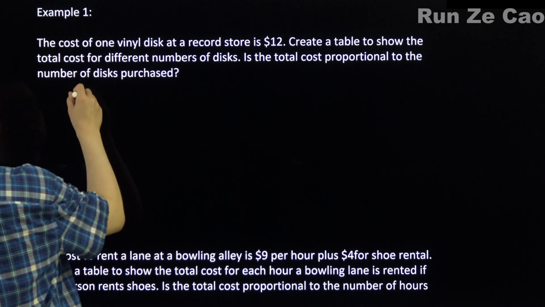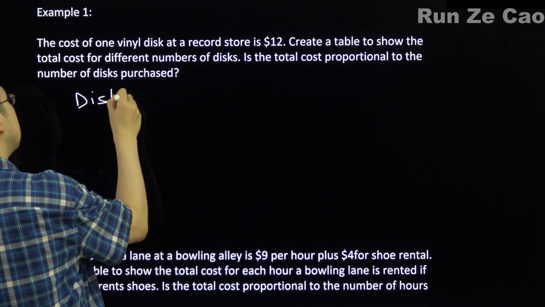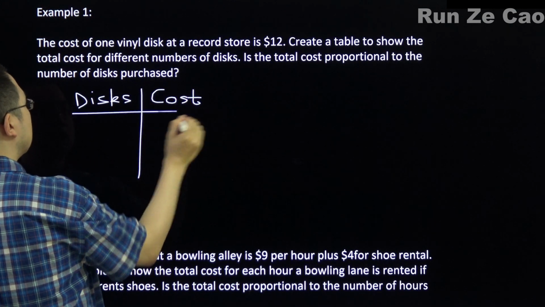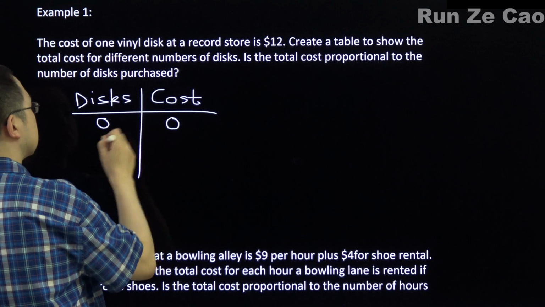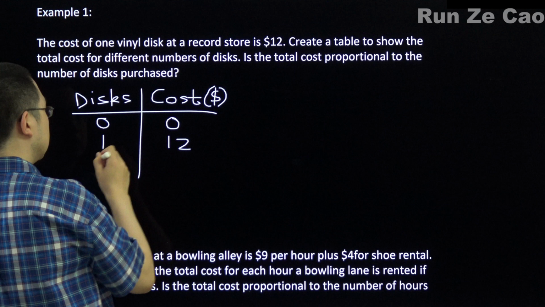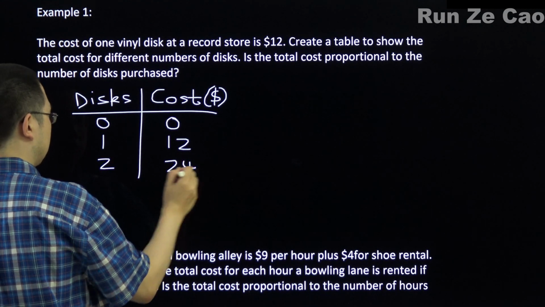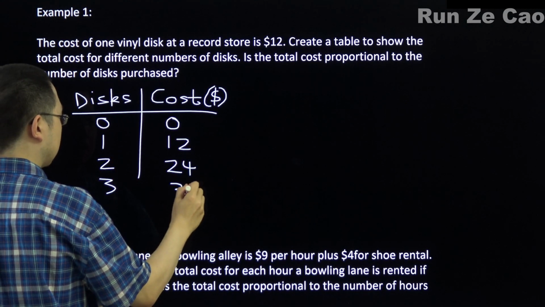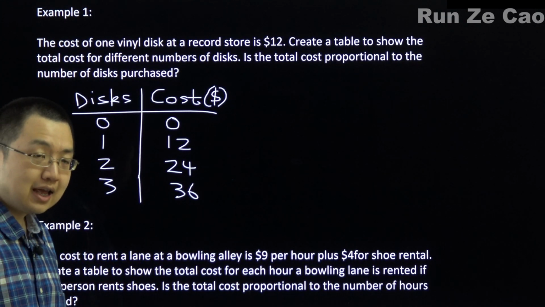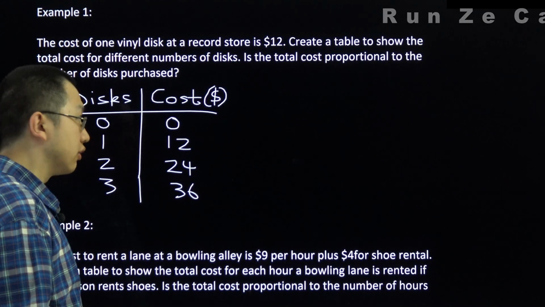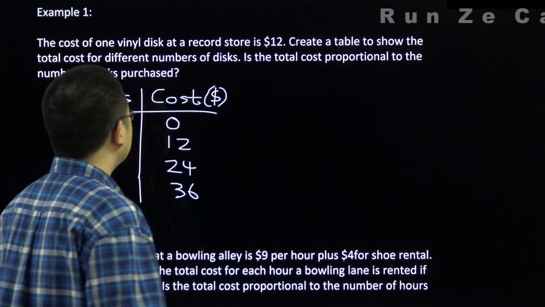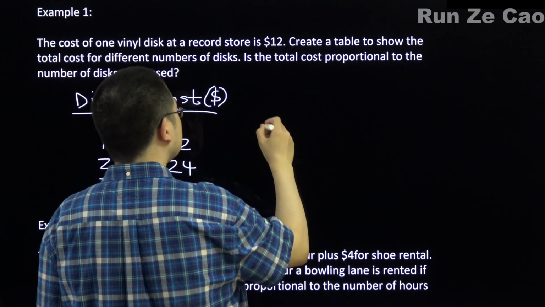Well, discs, cost. Discs 0 cost 0. Discs 1 cost $12. Discs 2 cost 24. Discs 3 cost 36. Yeah, for every disc you buy, it costs $12 more. Therefore, the ratio is fixed, and the total cost is proportional to the number of discs purchased.